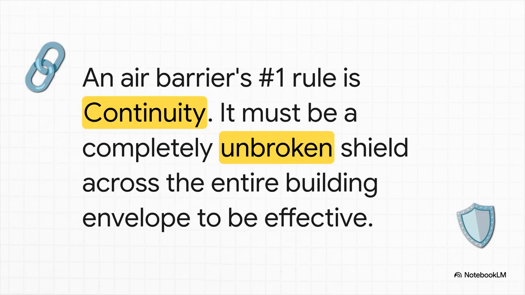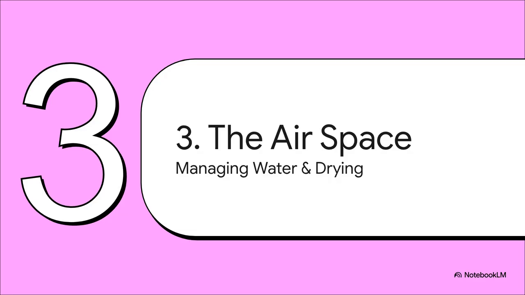And this idea of being unbroken, it's completely non-negotiable. Continuity is everything. I mean, one tiny little gap, a seam that wasn't taped perfectly, a missed connection at a window, and the whole thing fails. If you can't trace that air barrier line in your wall detail without lifting your pen, it's not a functional air barrier, period. So let's switch gears and see how different that is from the airspace.